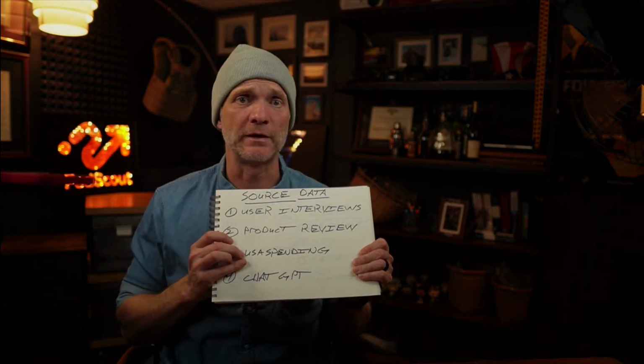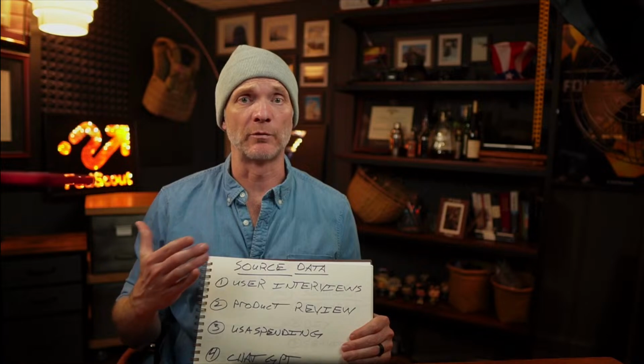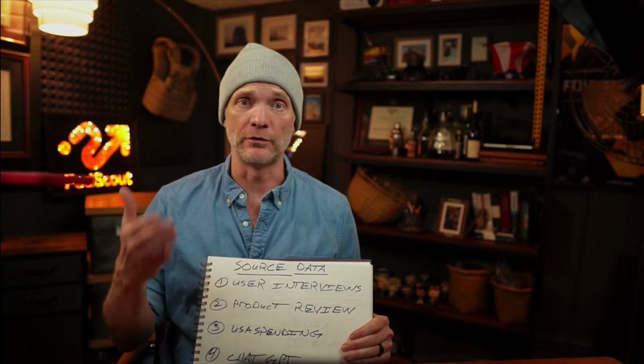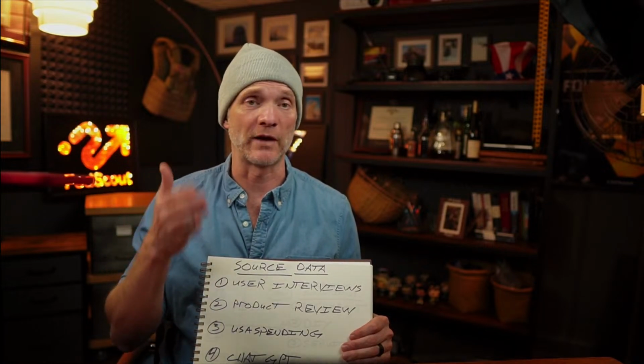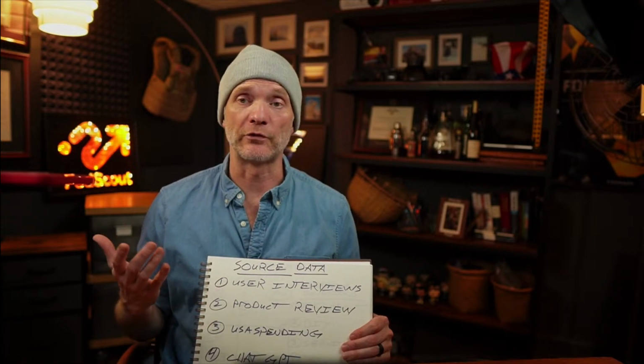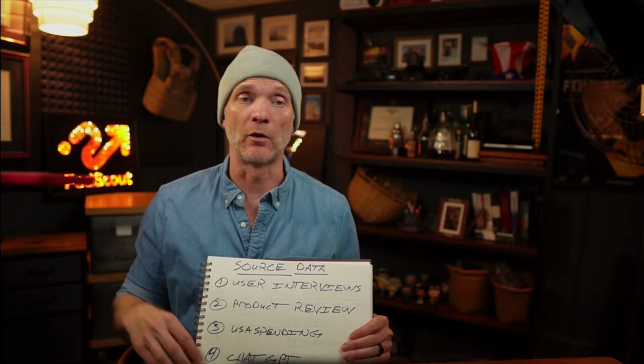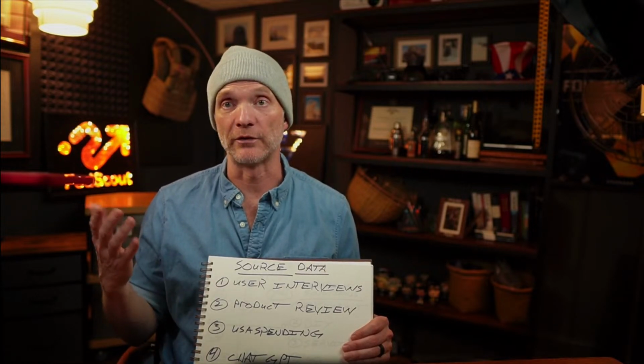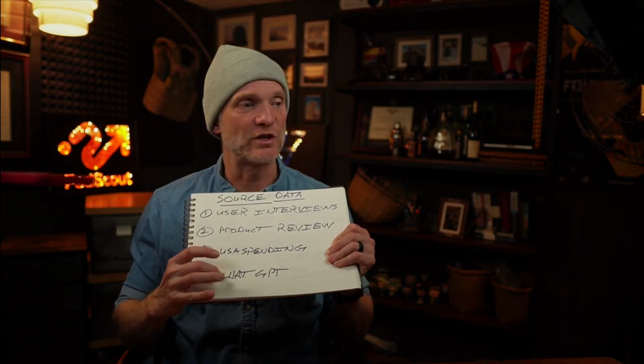Number 3, USA spending. This one is government specific, but we are all in the dual use market. We're either going after federal funding or we're going after federal contracts. So let's use the resources out there. Let's see who the government's buying from already, to figure out who is already doing stuff and how we compare against them. And then ChatGPT.